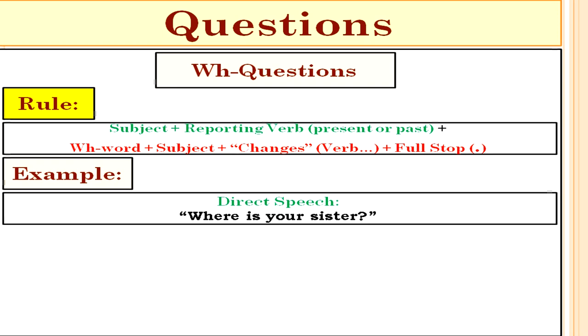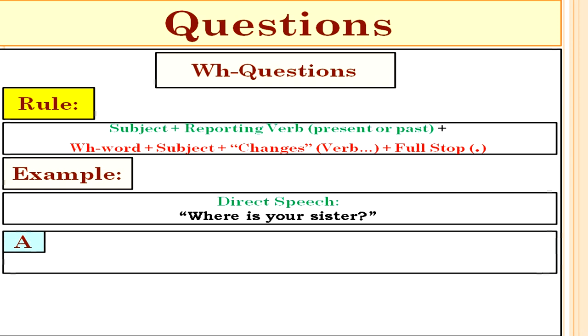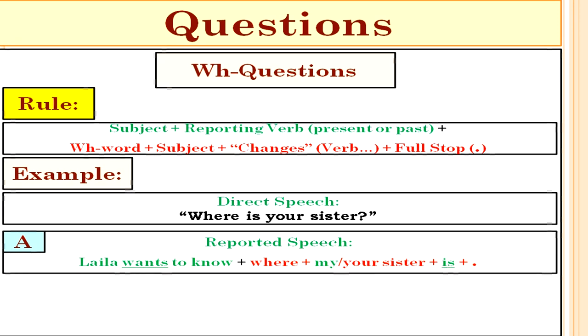So to use reported speech, we have two cases depending on the tense of the reporting verb. The first case, the reporting verb is in the present tense, and the sentence is Layla wants to know, plus, according to the rule, we have the WH word, which is in the question, where, plus the subject. The subject in the sentence is your sister. We can also say my sister, our sister, so this depends on the context, so it's fine. And is, which is the verb.